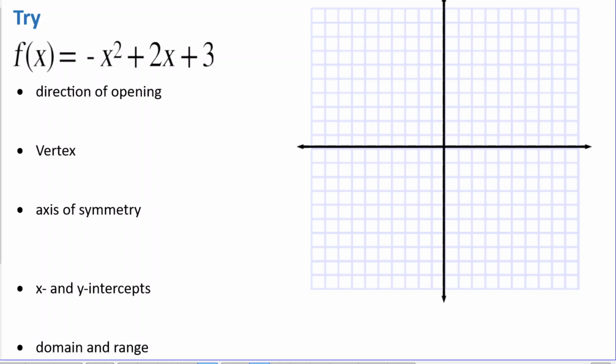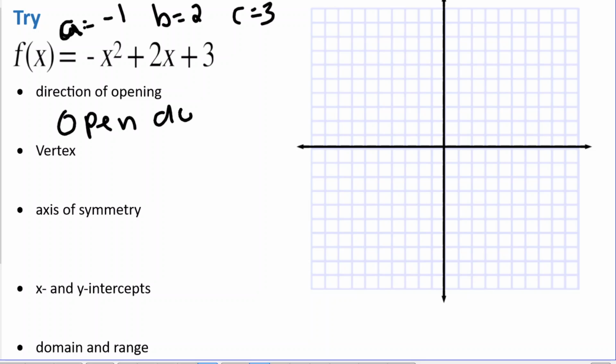Again, first thing you should do, identify A, B, and C. So A, in this case, is negative 1, right? Notice we have that negative in front of the x squared. B is 2, and C is 3. So what does that negative 1 tell us? That negative 1 tells us that we're going to open down, right?